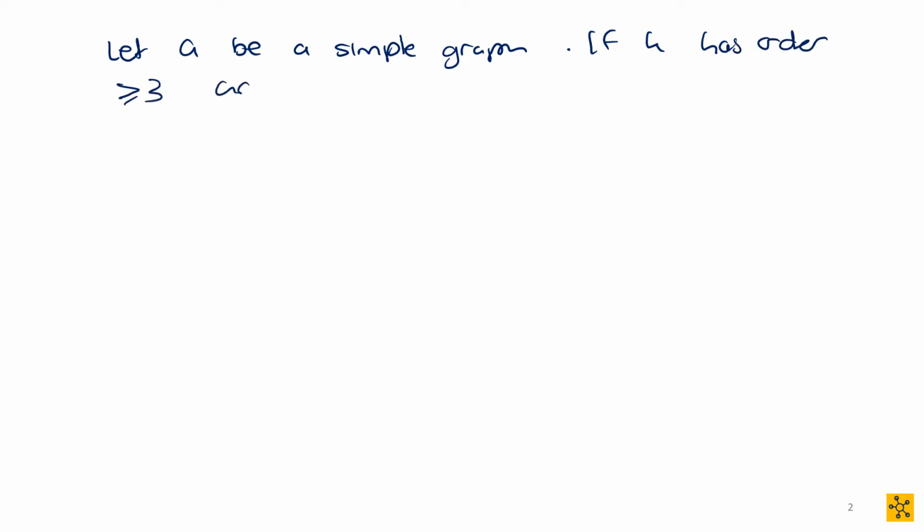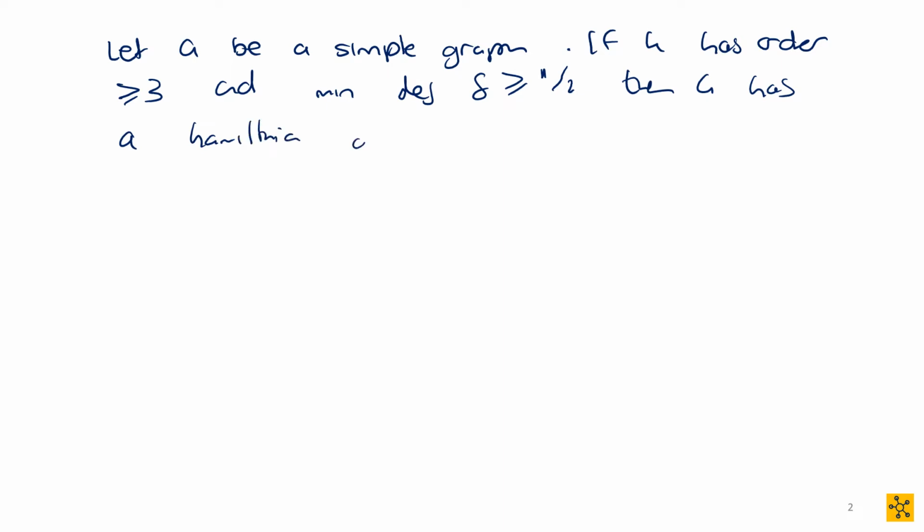Right, we're going to cover Dirac's theorem using Ore's theorem, which is way quicker now. So remember, Dirac says let G be a simple graph, and if G has order greater than or equal to 3, and the minimum degree of all the vertices is greater than or equal to n over 2, then G has a Hamiltonian cycle.